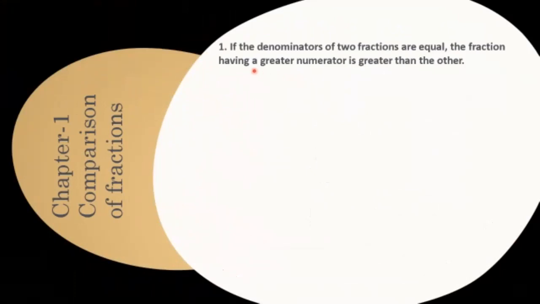Now my dear students, comparison of fractions. As you can see, if the denominators of two fractions are equal, the fraction having a greater numerator is greater than the other. Again I am saying, if the denominators of two fractions are equal, the fraction having a greater numerator is greater than the other. Let me show you an example. 5 divided by 7 and 3 divided by 4 are two common fractions.